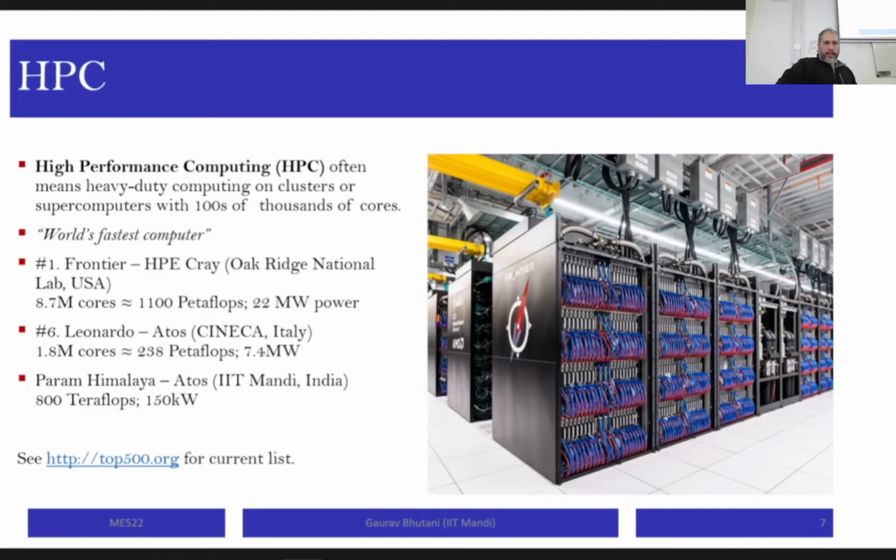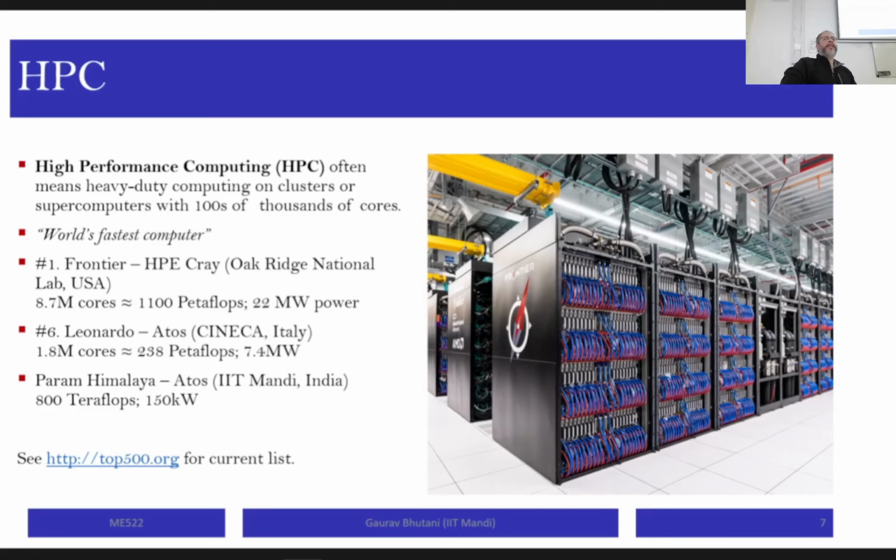So this is the picture of the world's fastest supercomputer, based in Tennessee, USA. It's called Frontier. It has 8.7 million cores, as compared to 14 cores on my laptop, which translates to approximately 1100 petaflops.